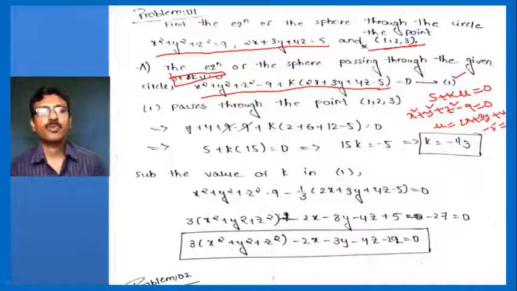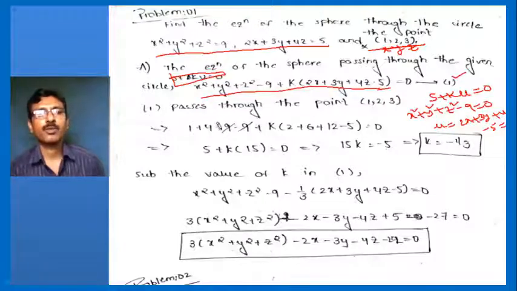Substituting 1, 2, 3: 1 square plus 2 square plus 3 square, that is 1 plus 4 plus 9, minus 9, plus k into 2 into 1, which is 2, 3 into 2 is 6, 4 into 3 is 12, minus 5, equal to 0. 9 minus 9 gets cancelled. 1 plus 4 is 5, plus k into 2 plus 6 plus 12 is 20, minus 5, that is 15. So 5 plus k into 15 equal to 0.